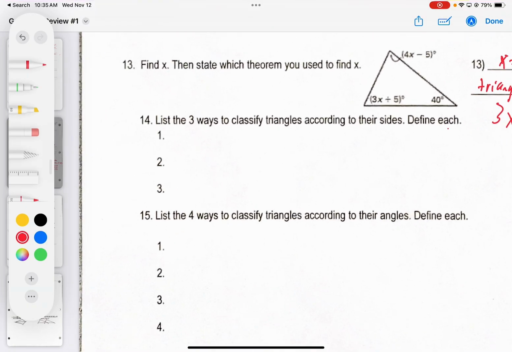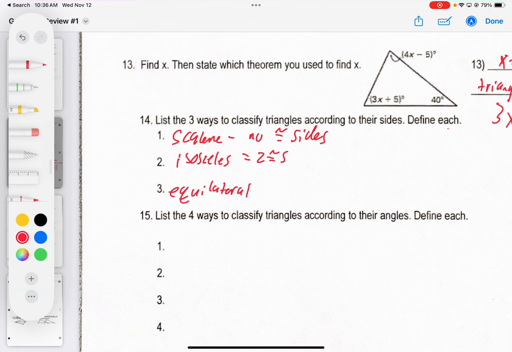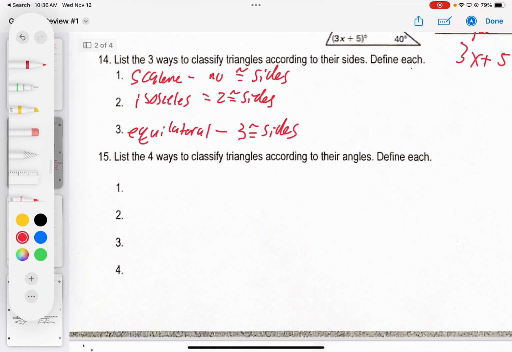All right, what are the three ways to classify a triangle according to their sides? Good. Scalene, isosceles, equilateral. What's it mean if it's scalene? No congruent sides. What's it mean if it's isosceles? Two congruent sides. What does it mean if it's equilateral? Good, 3 congruent sides.